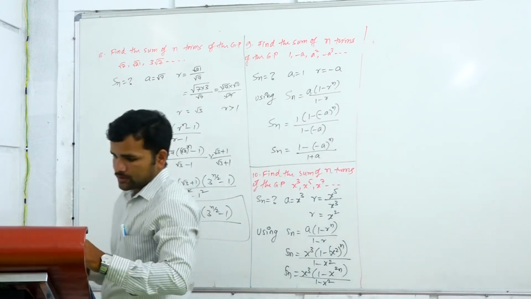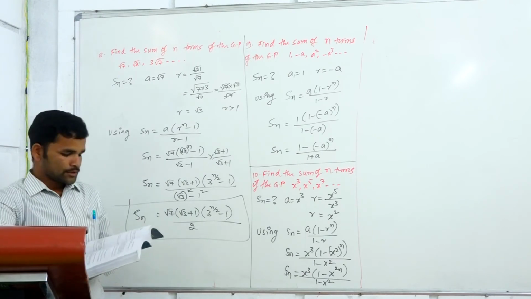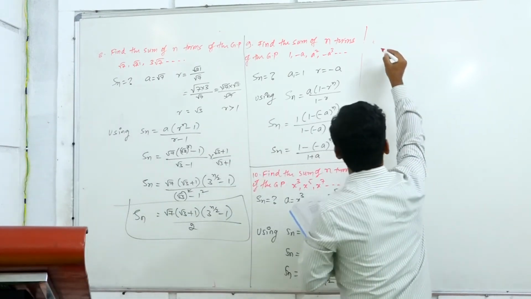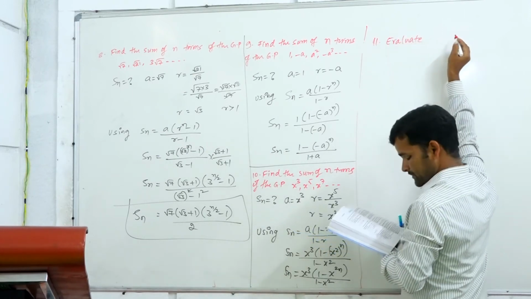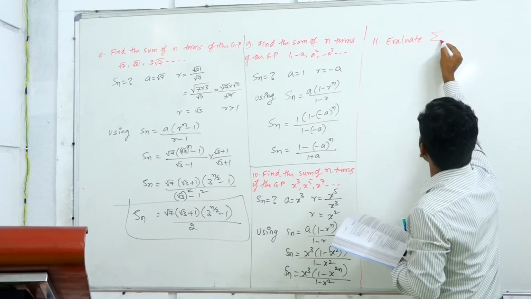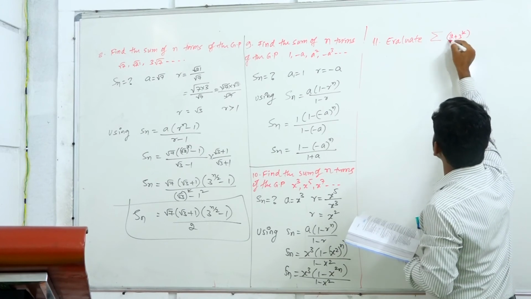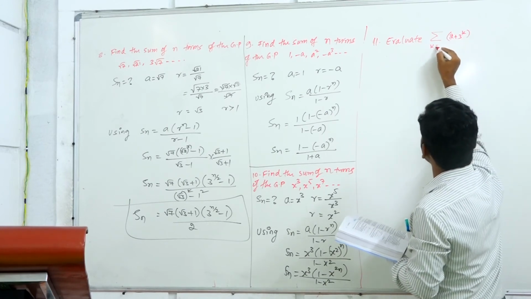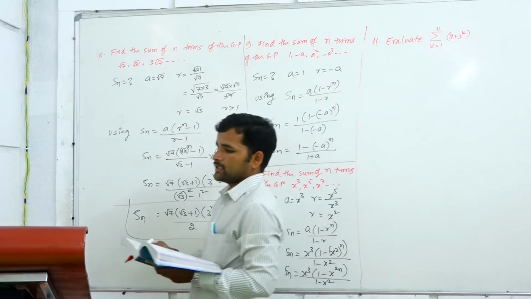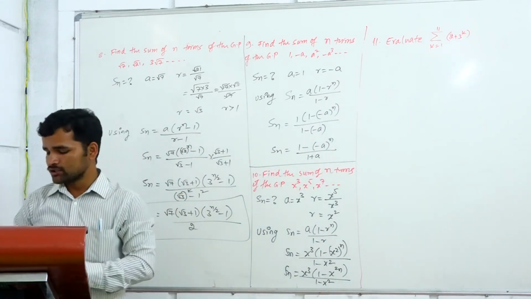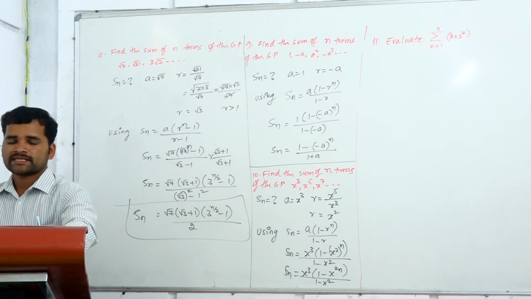Now we will go to the next problem, that is problem number 11. Problem number 11 is: evaluate the summation of 2 plus 3 raised to k, where k varies from 1 to 11. This symbol is called sigma, the Greek letter sigma. We used to pronounce it as summation here.